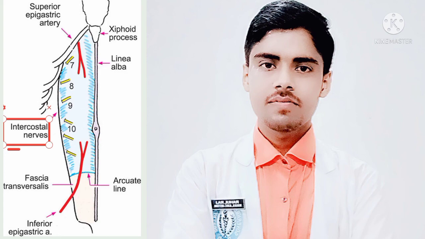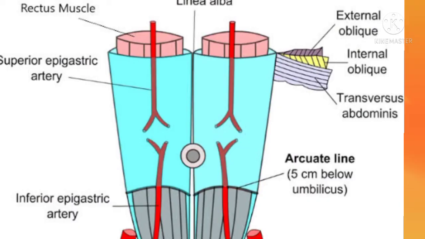Now we will discuss the function of the rectus sheath. The main function of the rectus sheath is to check the rectus muscle during contraction and thus increase the efficiency of the muscle, and it also maintains the strength of the anterior abdominal wall. This is all about the rectus sheath.